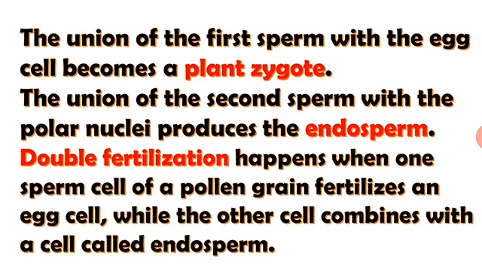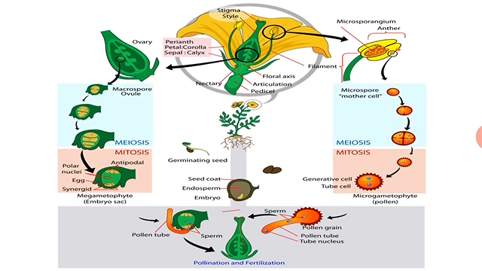And actually, the union of the second sperm with the polar nuclei produces the endosperm, the food storage tissue around the embryo. It also forms an outer coat that protects the new seed. That is the reason why fertilization in flowering plants is referred to as double fertilization. So here is the pollination and fertilization process.